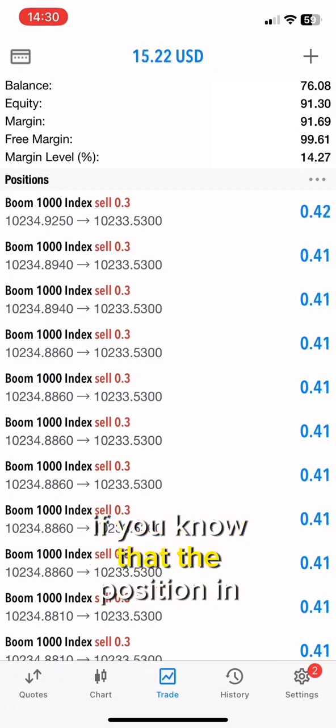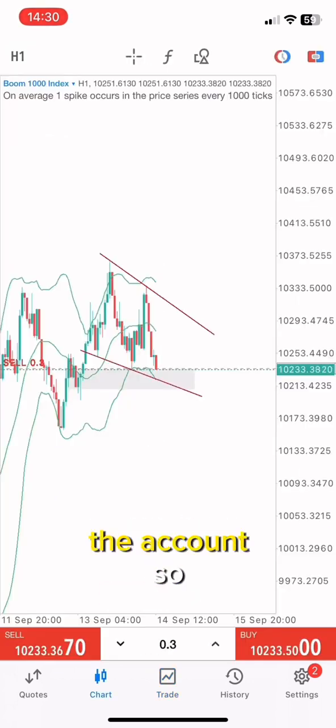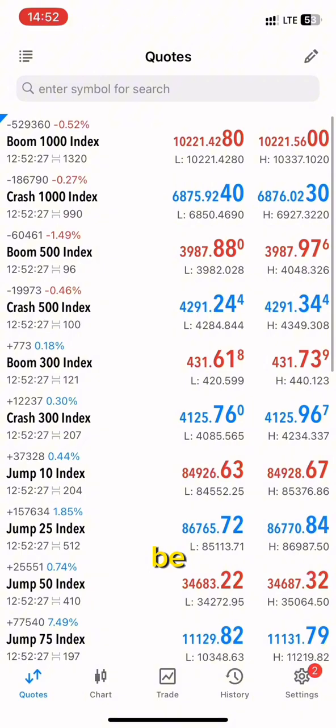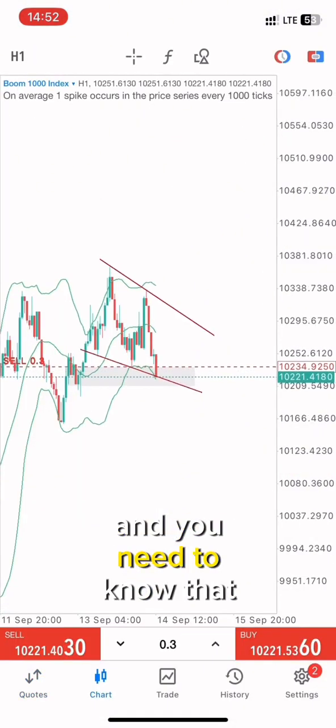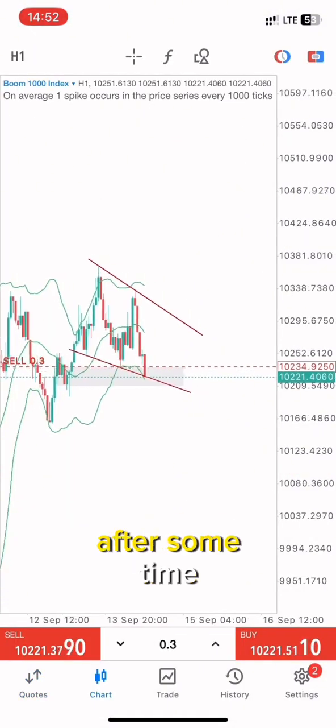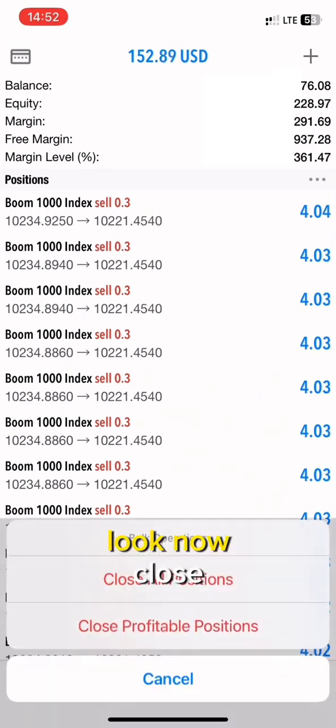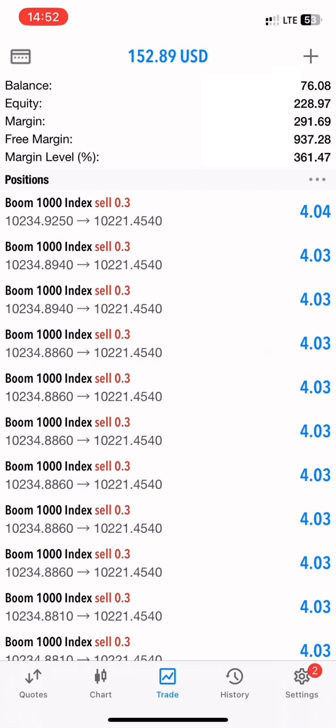If you know that the market will not always go straight where the traders want it to be, you'll be a perfect trader. And you need to know that. You see, after some time, it did go down and I have hedged the account. Look, now I'll close.